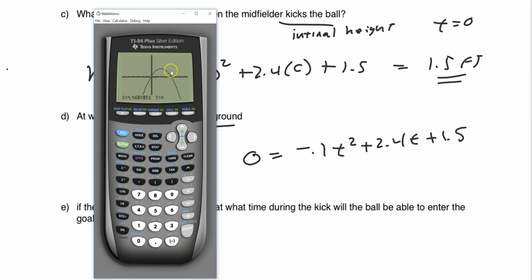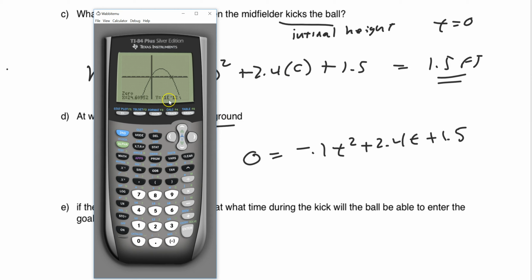Remember, the way we find that point where it crosses, you go second, calculate, and we find the zero. And all you do is go closer to where 0 is. So move your graph till it gets kind of close to it. And then we're going to go left bound. We're going to go a little left. And then right bound. We're going to go a little past the x-intercept. So there. And it wants to search in between those two values. So we hit guess. We hit yes. And you get about 24.